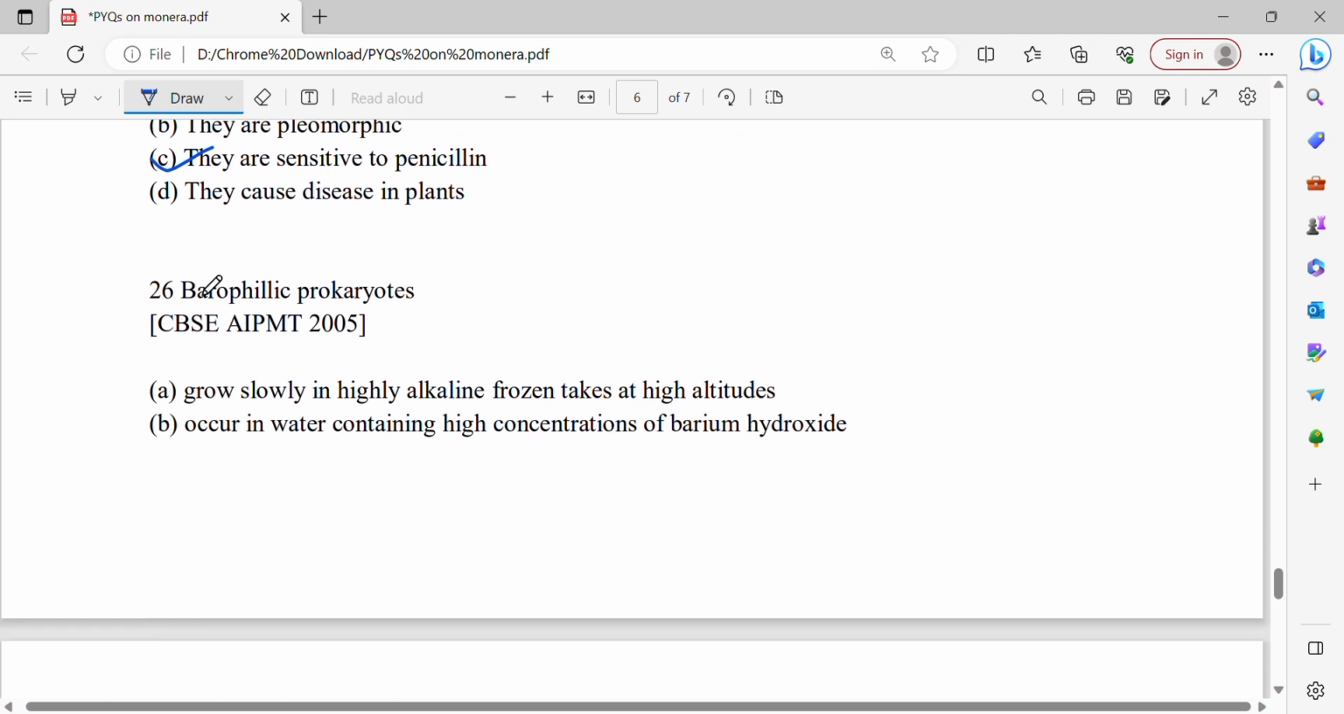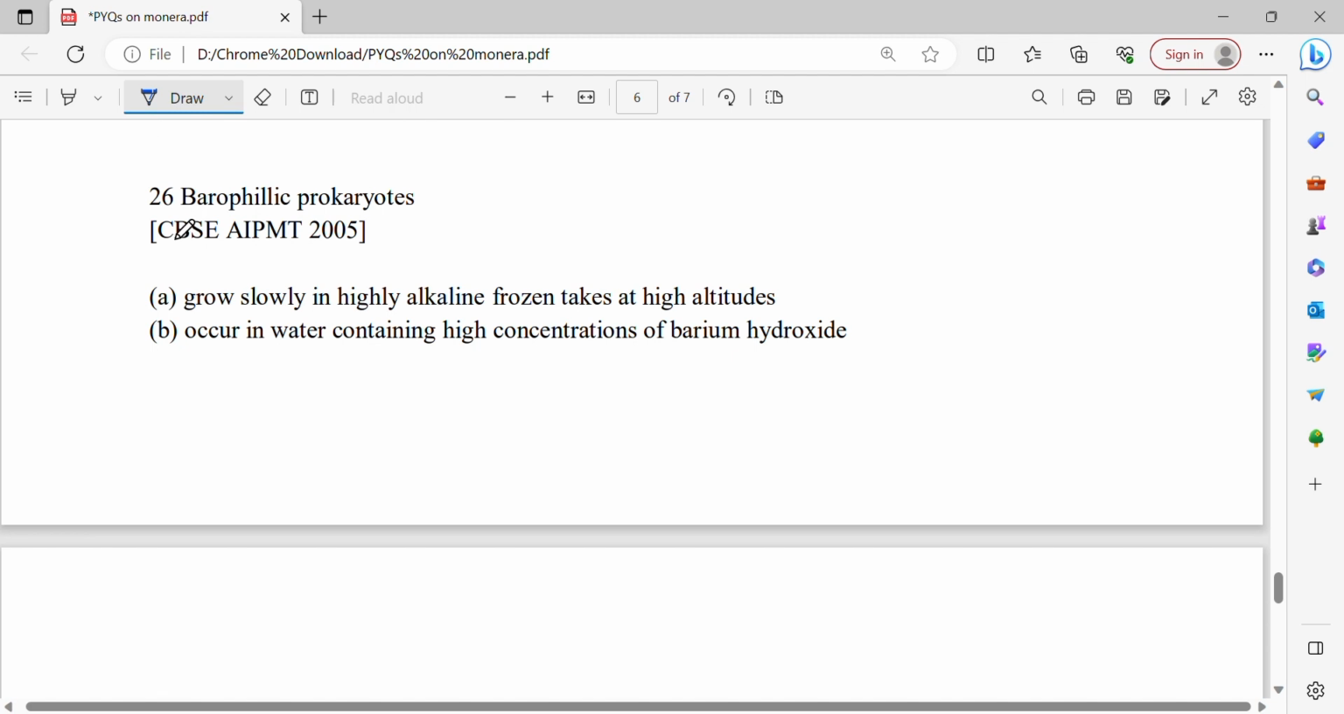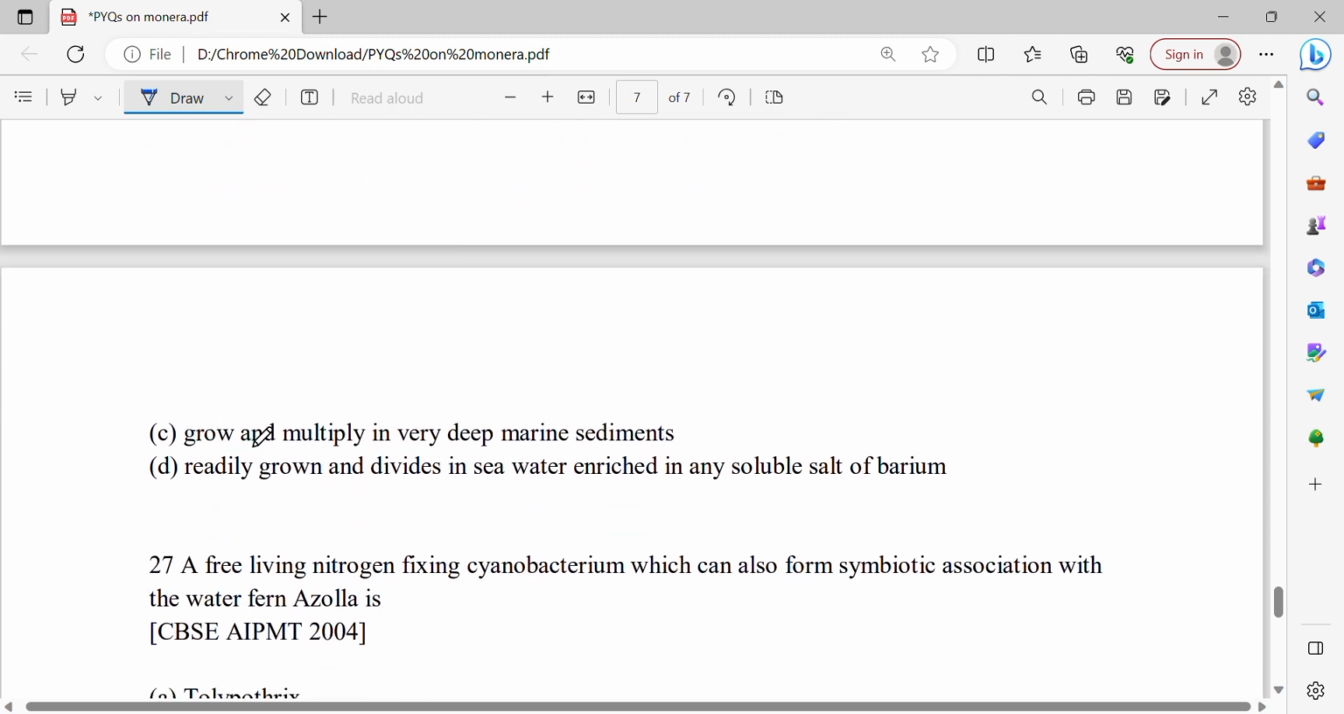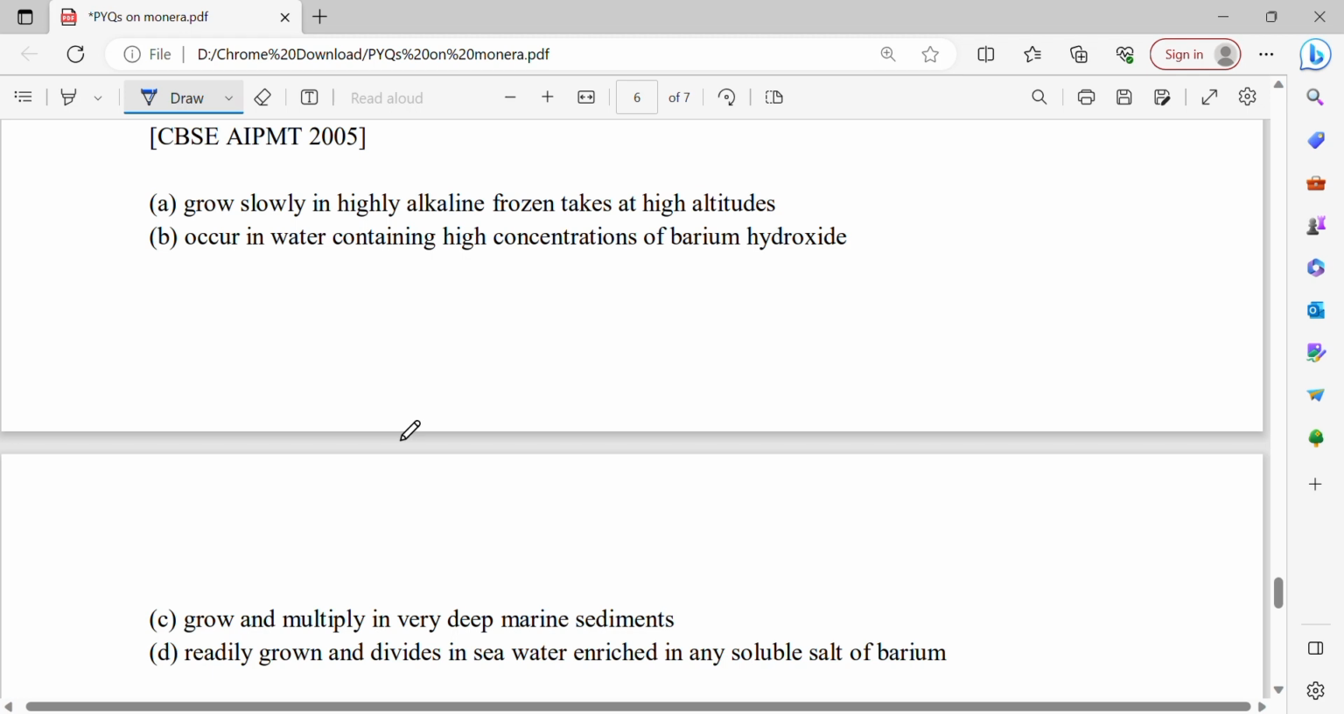Question number 26. Barophilic prokaryotes. Option A. Grow slowly in highly alkaline frozen tanks at high altitude. Option B. Occur in water containing high concentration of barium hydroxide. Option C. Grow and multiply in very deep marine sediments. Option D. Readily grow and divide in seawater and rest in any soluble salt of barium. And the correct option is option C.